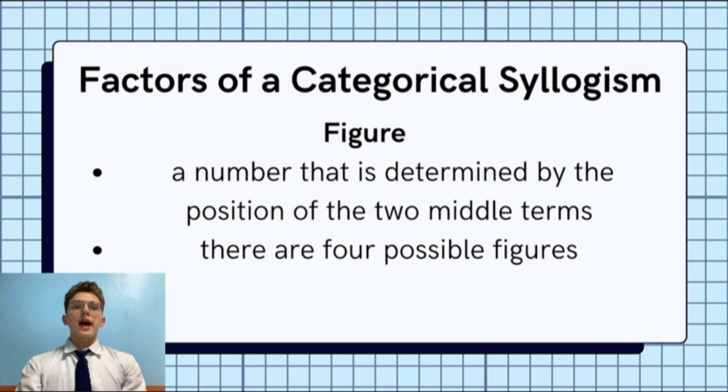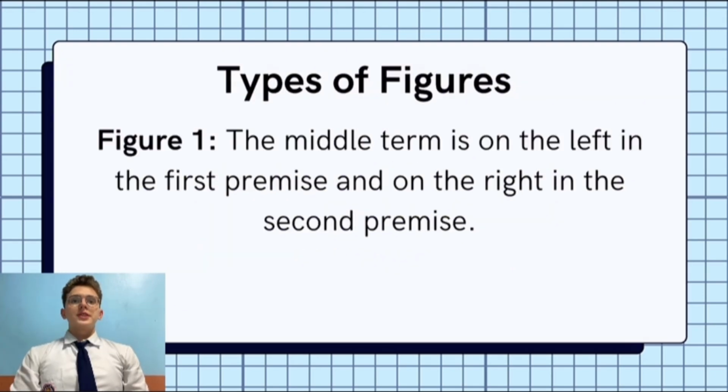The figure of a categorical syllogism is a number that is determined by the position of the two middle terms. There are four possible positions for the middle terms. Thus, there are four possible figures which form the structure of the syllogism. Now, let's discuss the types of figures.